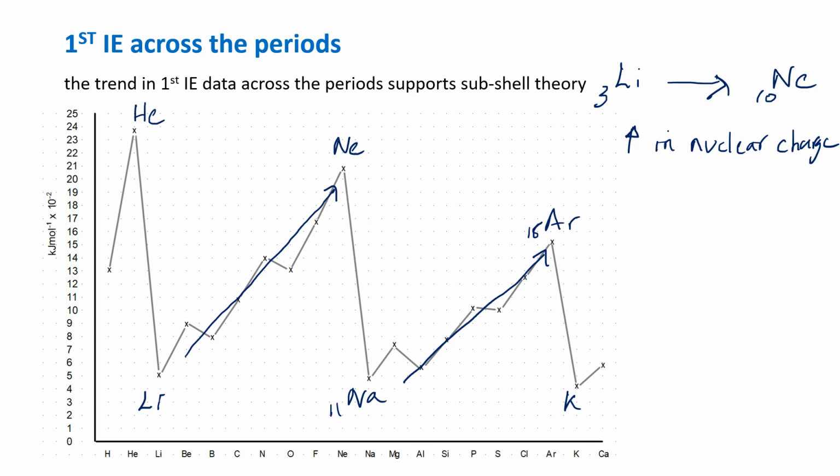So as we go left to right across the periods, there's an increase in nuclear charge due to an increase in numbers of protons. There's also an increase in electrons, so as we go left to right, there are also additional electrons, but they are placed in the same shell.